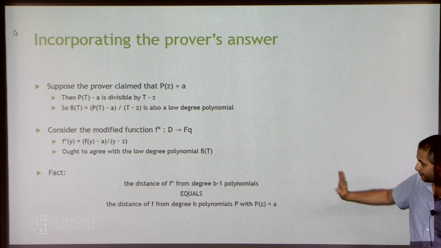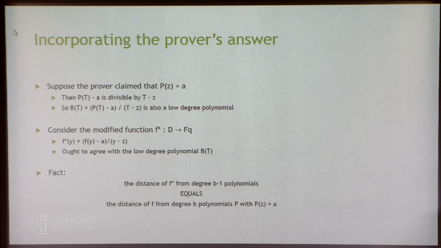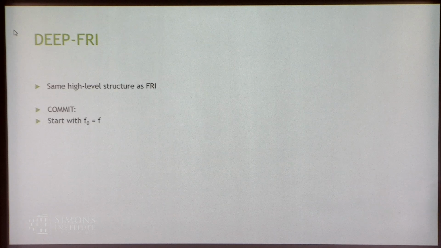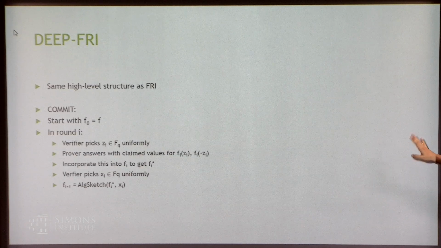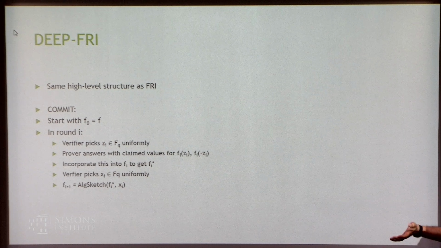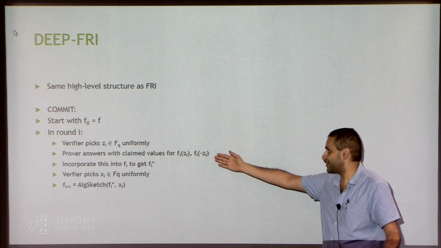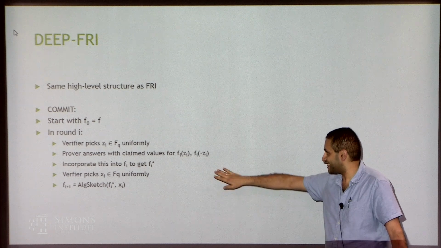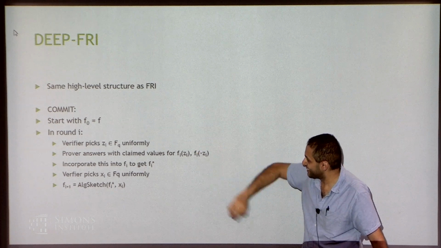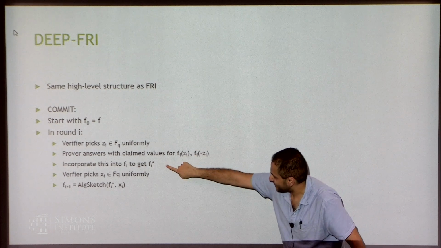So we're really believing that claim. Okay, so now the high level structure of the protocol is something I'll race through. So you start with f. You pick a random zi outside the domain. You ask for the claims of the values of fi on zi. Okay, you can ignore this because we won't get into that much detail.